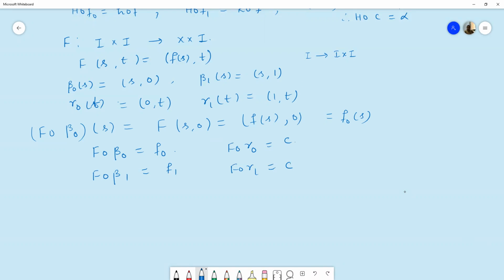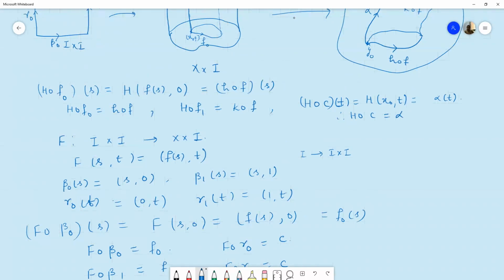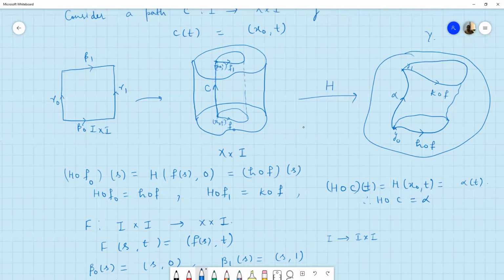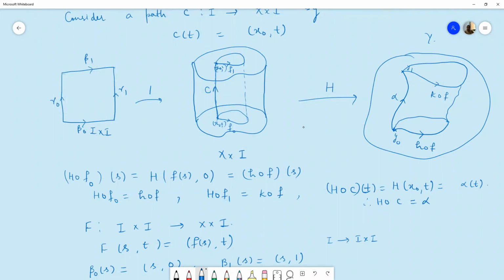So by the diagram, basically we can see that under the mapping capital F, this path which starts from this point to this point along this straight line, beta naught, maps to f naught under capital F, and beta 1 maps to f1 under capital F. So gamma 1 and gamma naught both are mapped to c, this edge of the cylinder.